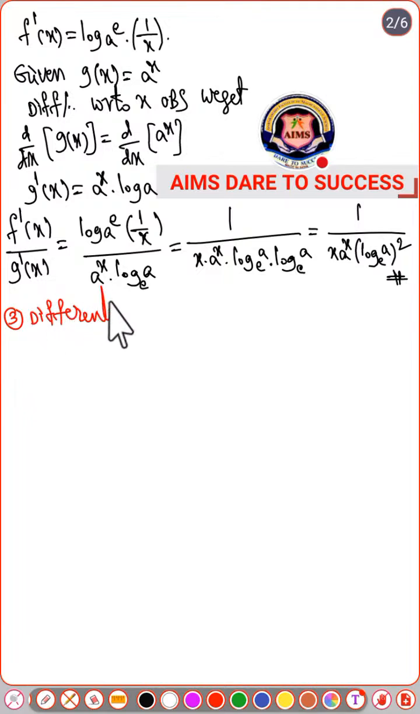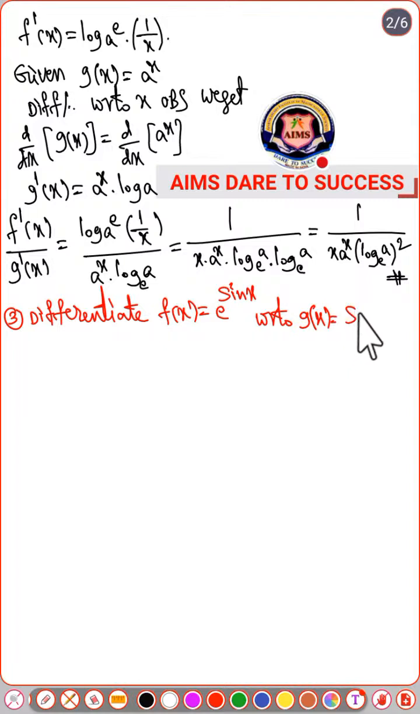Differentiate one function with respect to another function. So differentiate f of x equal to e to the power sin x with respect to g of x is equal to sin x.